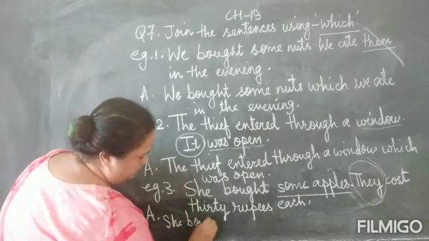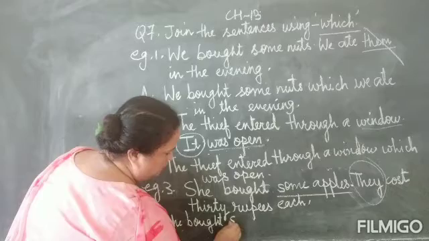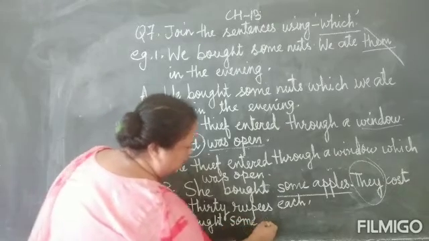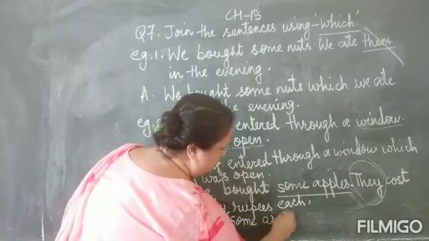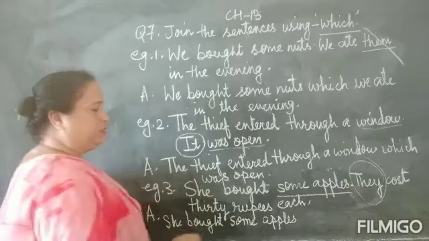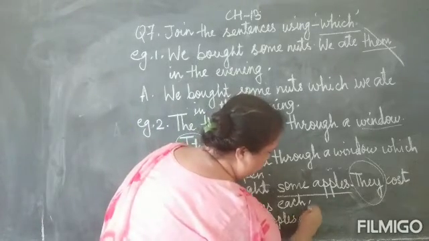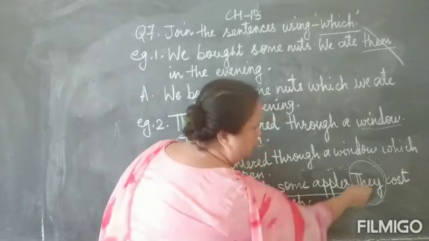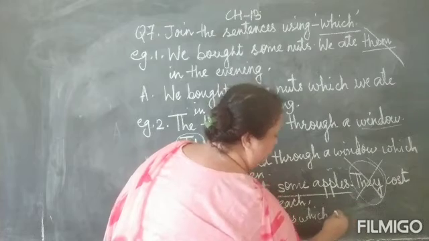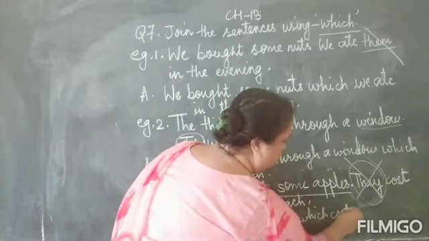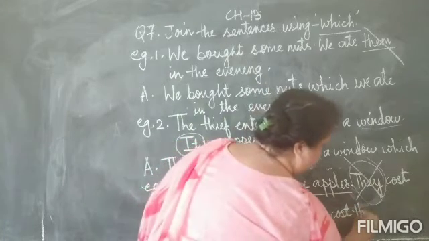She bought some apples, and then we add the joining word which. And after removing the word they, we write the remaining words left, which cost 30 rupees each.